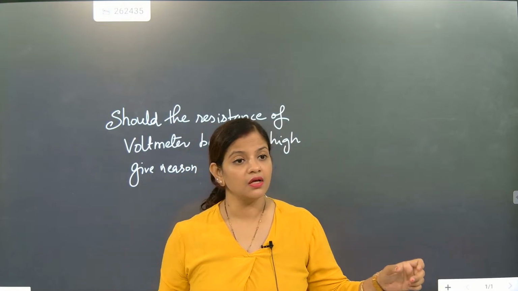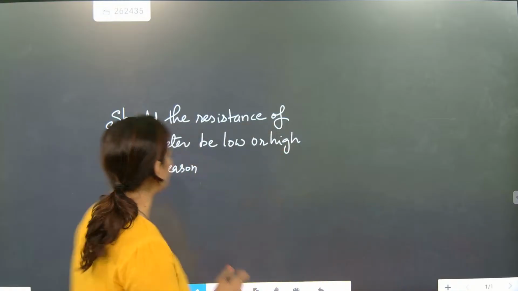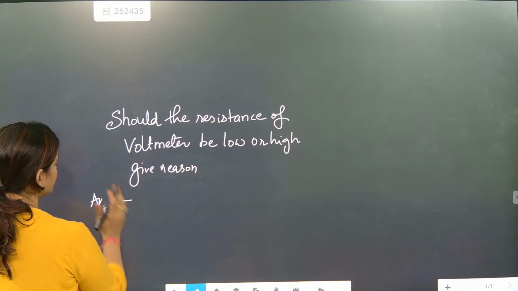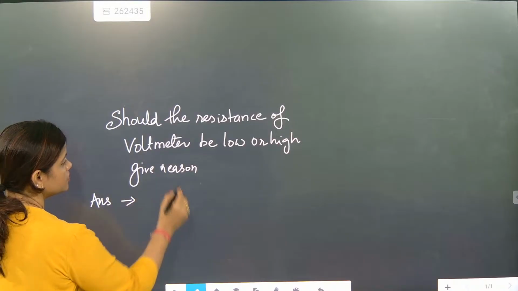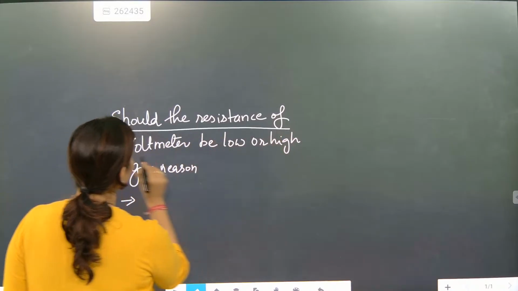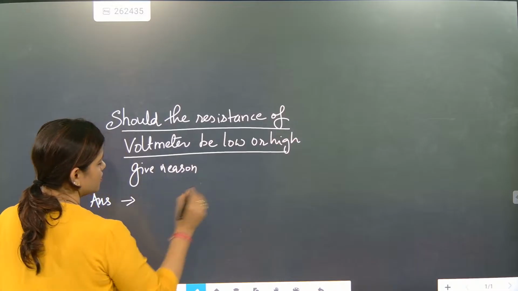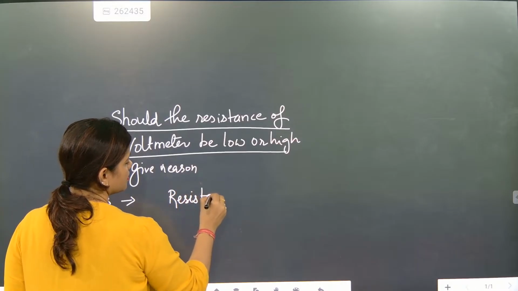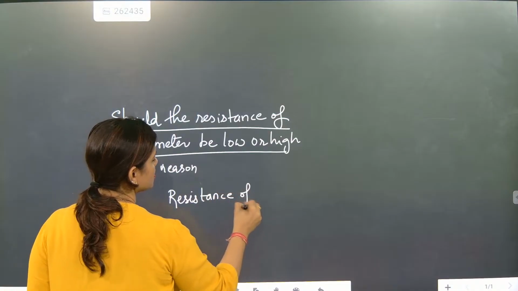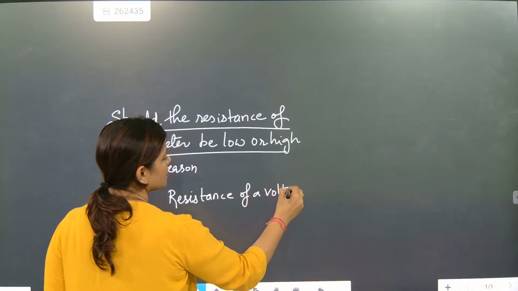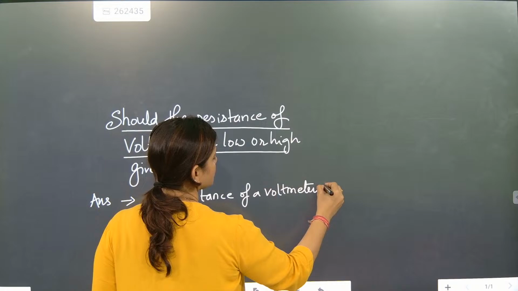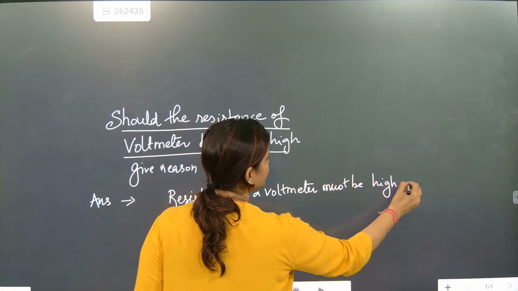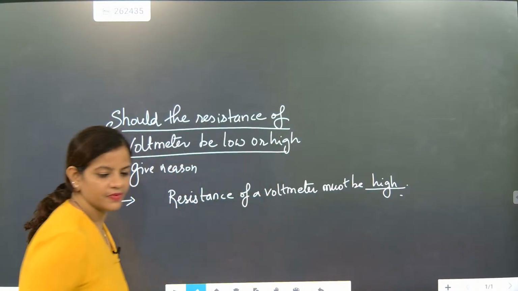Give reason. Here, see, high or low means answer when I am writing as a student. I am going to write my answer. As a student, what I write? First part of the question. Should the resistance of a voltmeter be high or low? So I write, first part, resistance of a voltmeter must be high. After writing high, I will underline it.